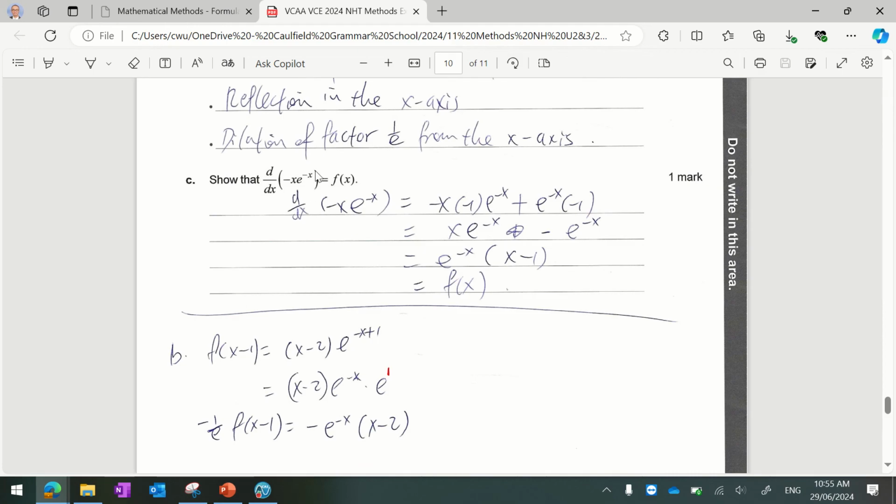All right, so we've got a differentiation question again. So it's negative x times e to the power of negative x, and you differentiate that. Again, this is a product rule, so you just apply the formula for product rule, and you do your arithmetic. Hopefully, I'm doing this correctly, and then you conclude that it is the same as f(x).